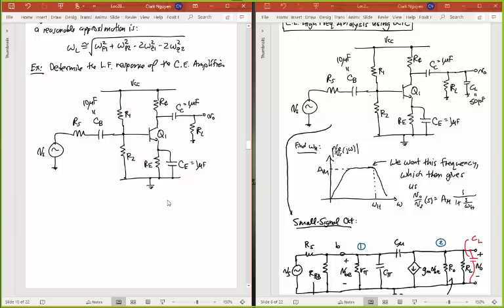Let me start with C sub B. Let's start with this capacitor here. I'm getting low frequency response again. So to get C sub B, I'm going to short circuit the other capacitors. So I will short circuit C sub E and C sub C, and then determine the driving point resistance for the C sub B, which I'll call R sub BS, where the S stands for short circuit.